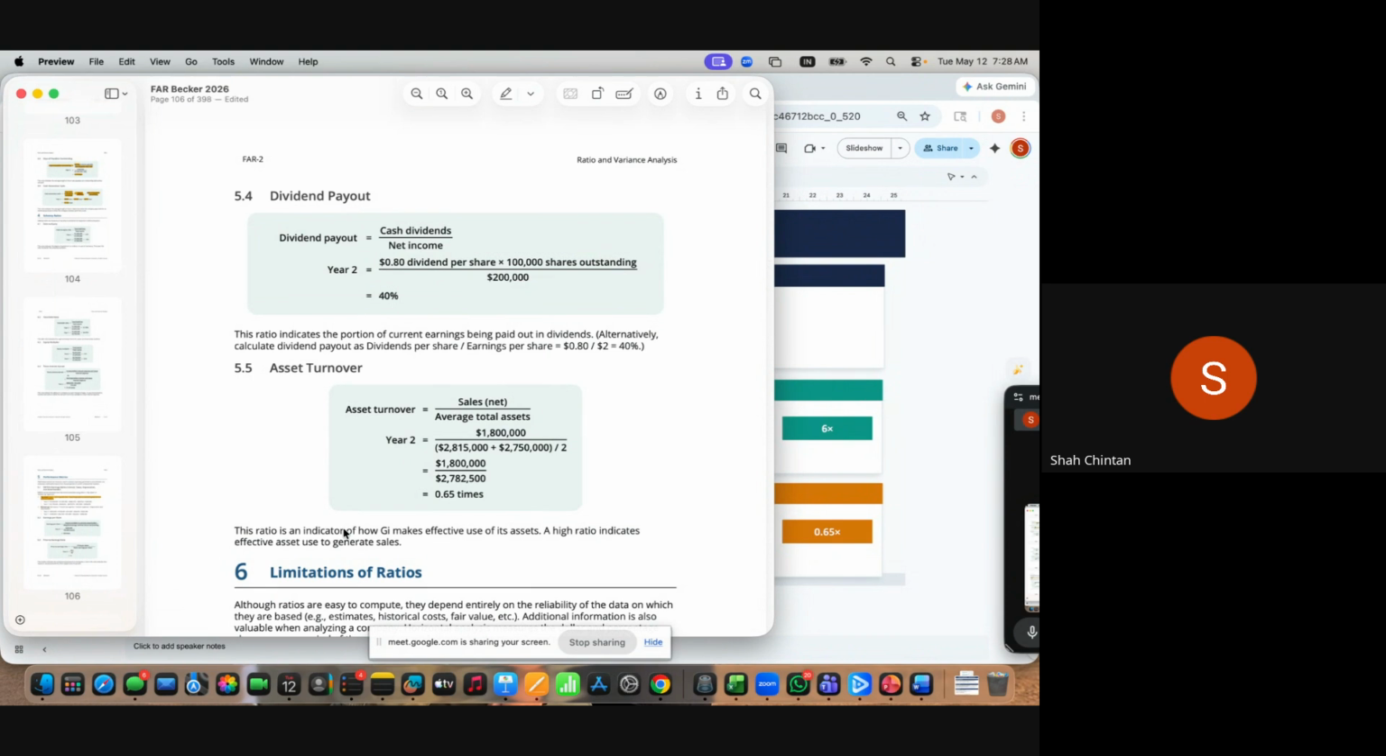A simple formula, what is the dividend you are paying divided by your net income. Example dekh lo numbers ke saath. Are you able to follow this or not? Ye extra formula kya hai? Dividends per share divide by earnings per share. Sorry, kahan par extra formula hai? In the explanation. The ratio indicates the portion of current earnings being paid out as a dividend. Alternatively, calculate the dividend payout as a dividend per share divided by earnings per share.